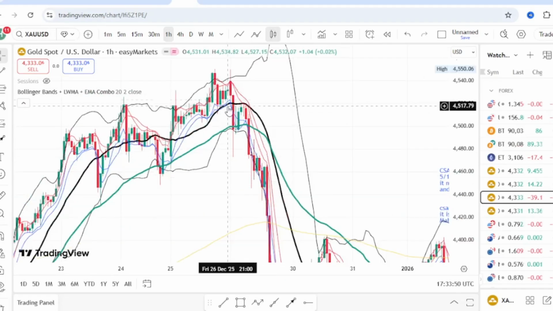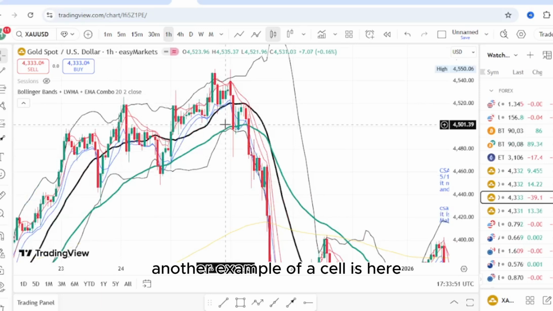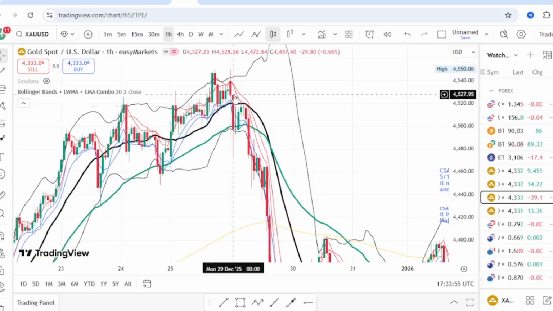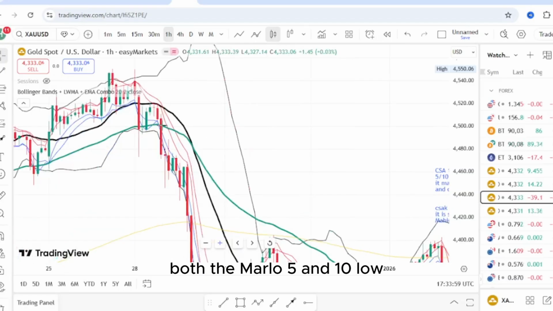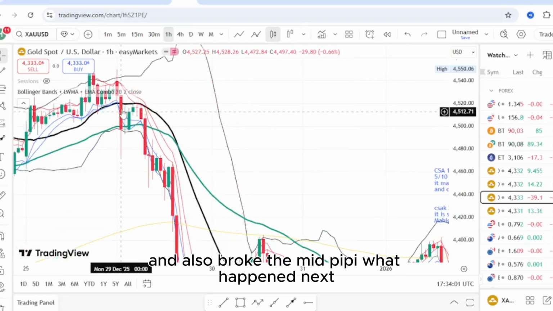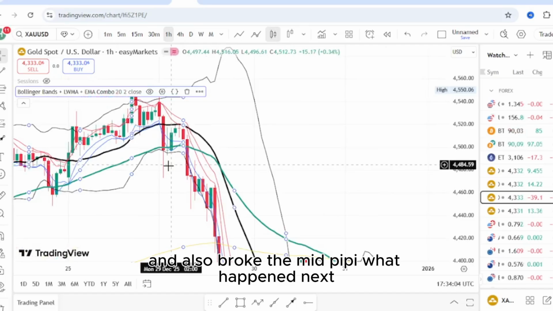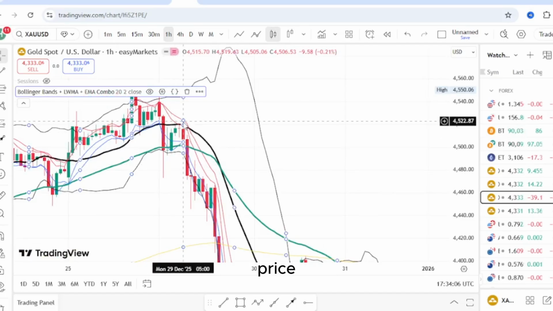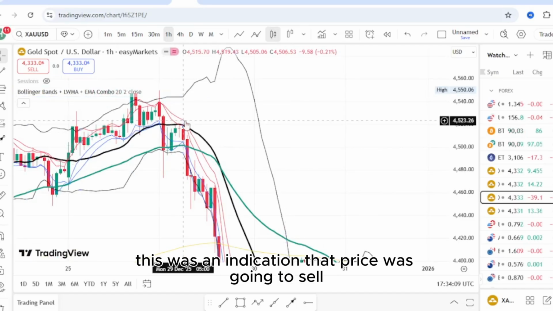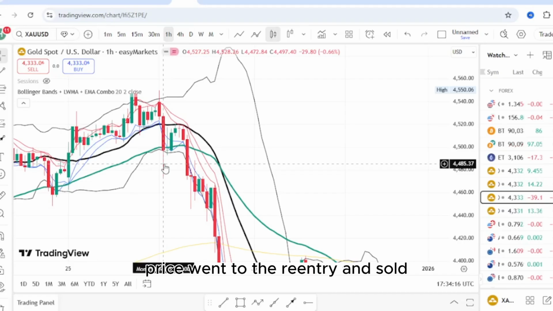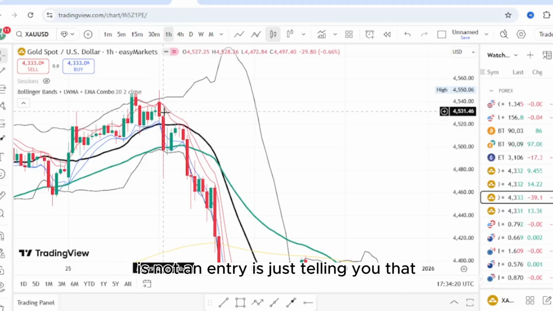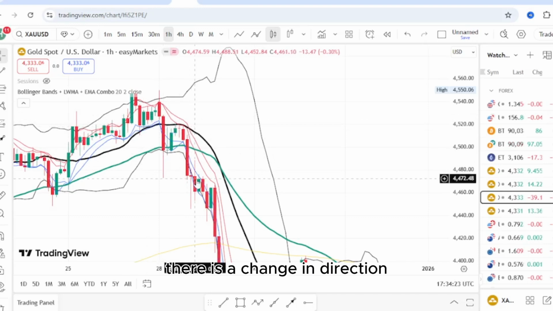This particular candle broke both the low 5 and 10 and also broke the mid BB. What happened next? This was an indication that price was going to sell. Price went to the re-entry and sold. So this is not an entry. It's just telling you that there is a change in direction. So price came here and sold.